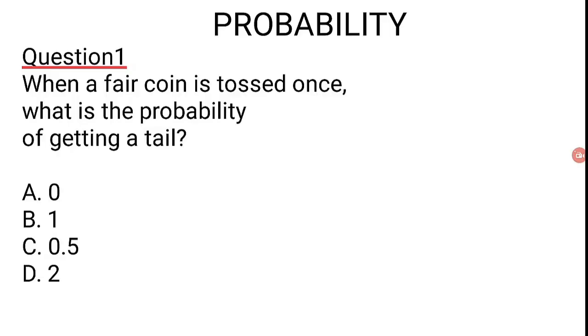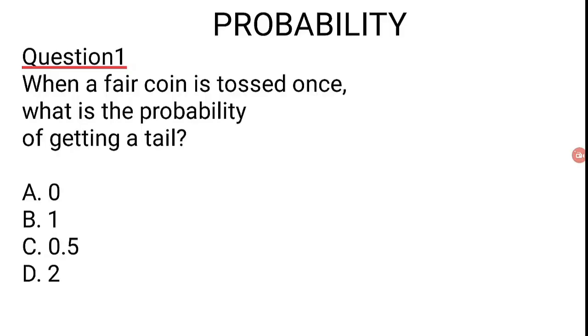So I have this question 1 here on the screen. The question says, when a fair coin is tossed once, what is the probability of getting a tail? We have the options 0, 1, 0.5, then 2. If you can solve it, kindly pause the video, do it yourself, and join us solving together.